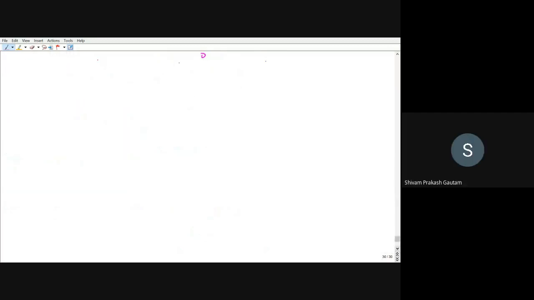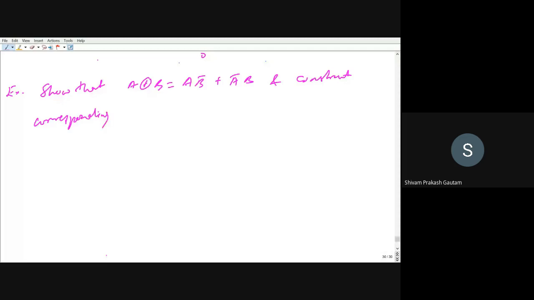So next example is: show that A XOR B is equal to AB bar plus A bar B, and construct the corresponding logic diagram. So what we have to prove is that A XOR B will be equal to AB bar plus A bar B.